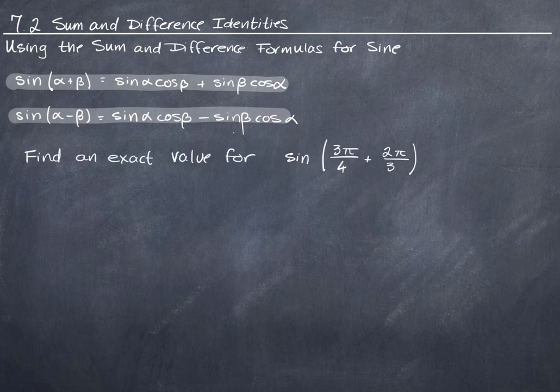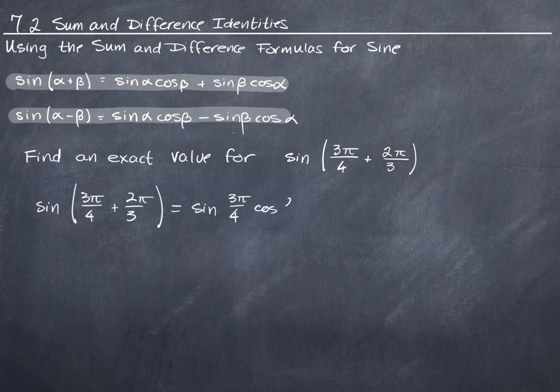For example, find an exact value for the sine of this sum of two angles. We can rewrite the sine of 3 pi over 4 plus 2 pi over 3 as the sine of 3 pi over 4 times the cosine of 2 pi over 3 plus the sine of 2 pi over 3 times the cosine of 3 pi over 4.